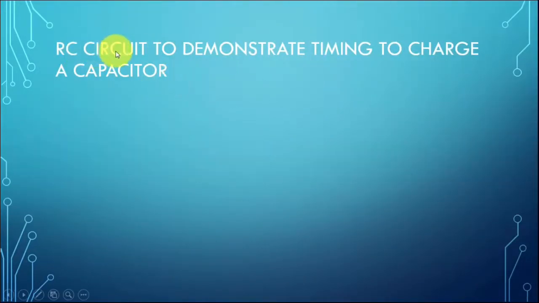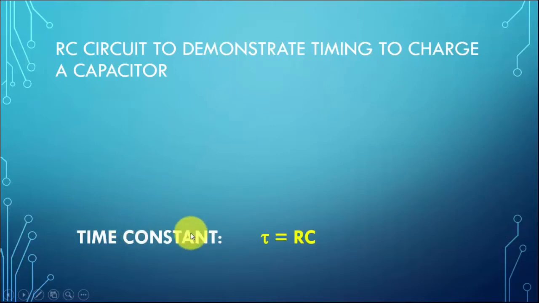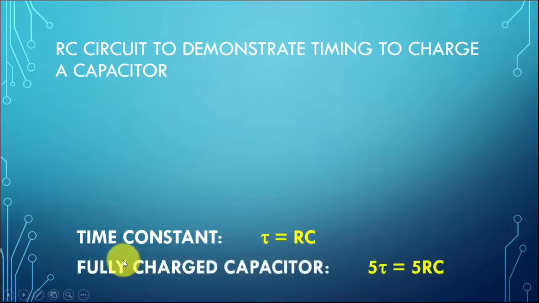We're going to use an RC circuit to demonstrate the timing in terms of charging a capacitor. So what you have is a time constant, and we're not going to derive this equation. You'll get this in other classes. A time constant is used to measure how long it takes to fully charge or fully discharge a capacitor. And to fully charge or discharge a capacitor, it takes 5 time constants.